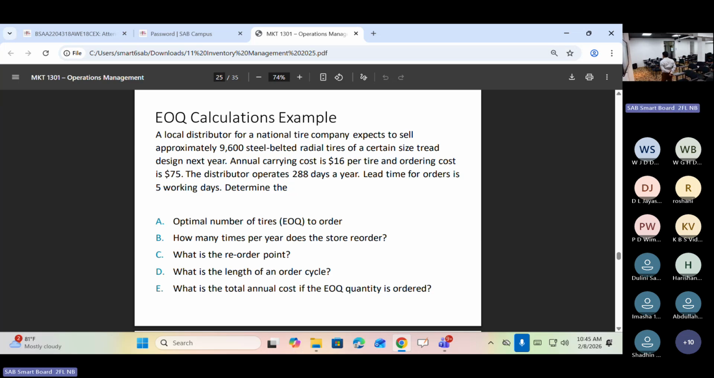Since you can manage the calculations very easily, I'm going to calculate it for you. Please raise your hand or unmute yourself if you want to ask any questions.